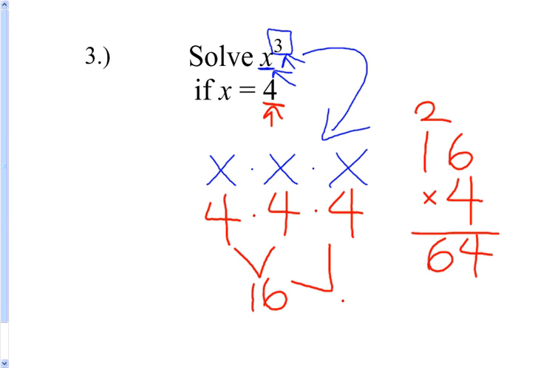And our answer to the problem, solve x to the third power if x equals 4, 4 times 4 times 4, the answer is 64. X to the third power is 64. 4 times 4 times 4. Go ahead and try problem number 3 with the practice problem that's associated with this problem number 3 on your own.